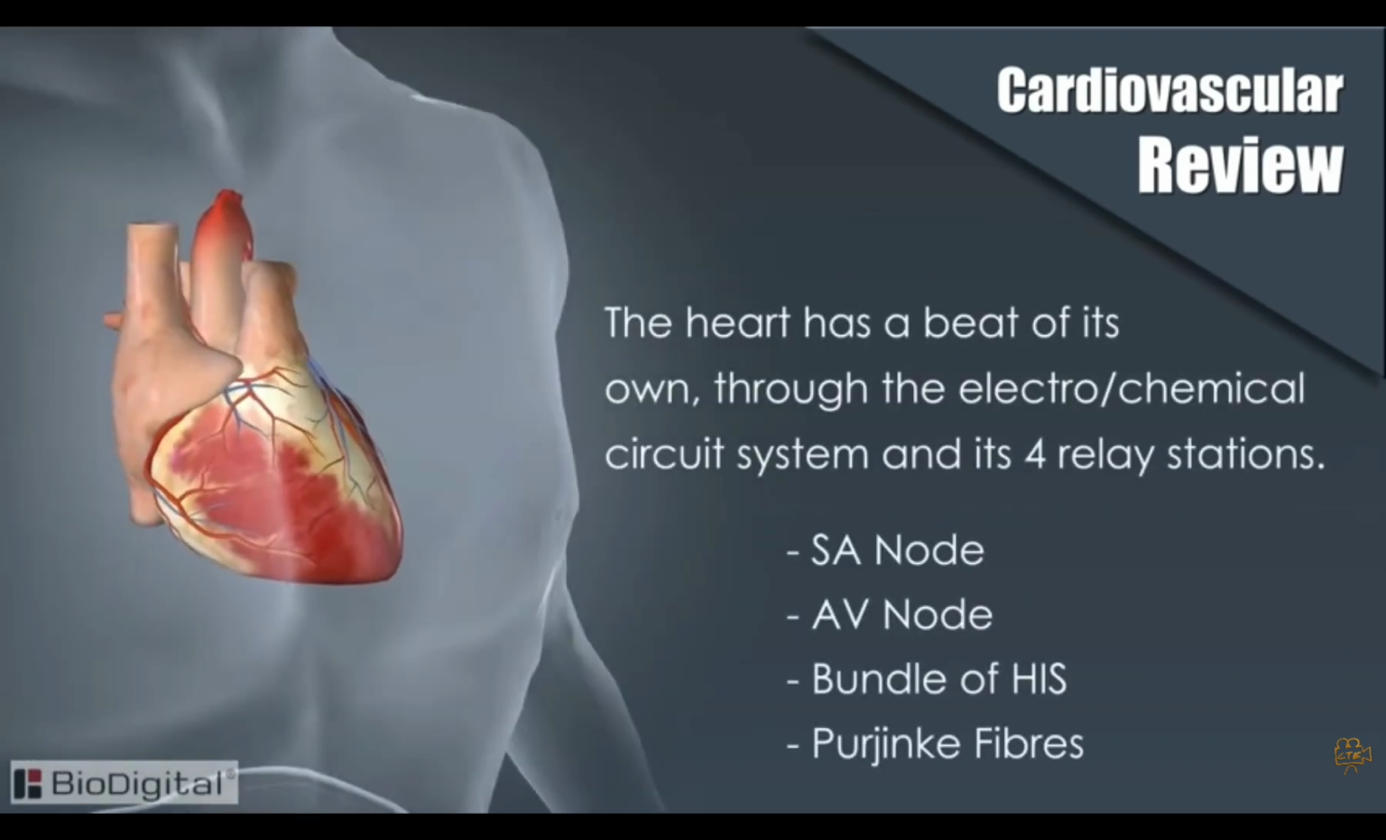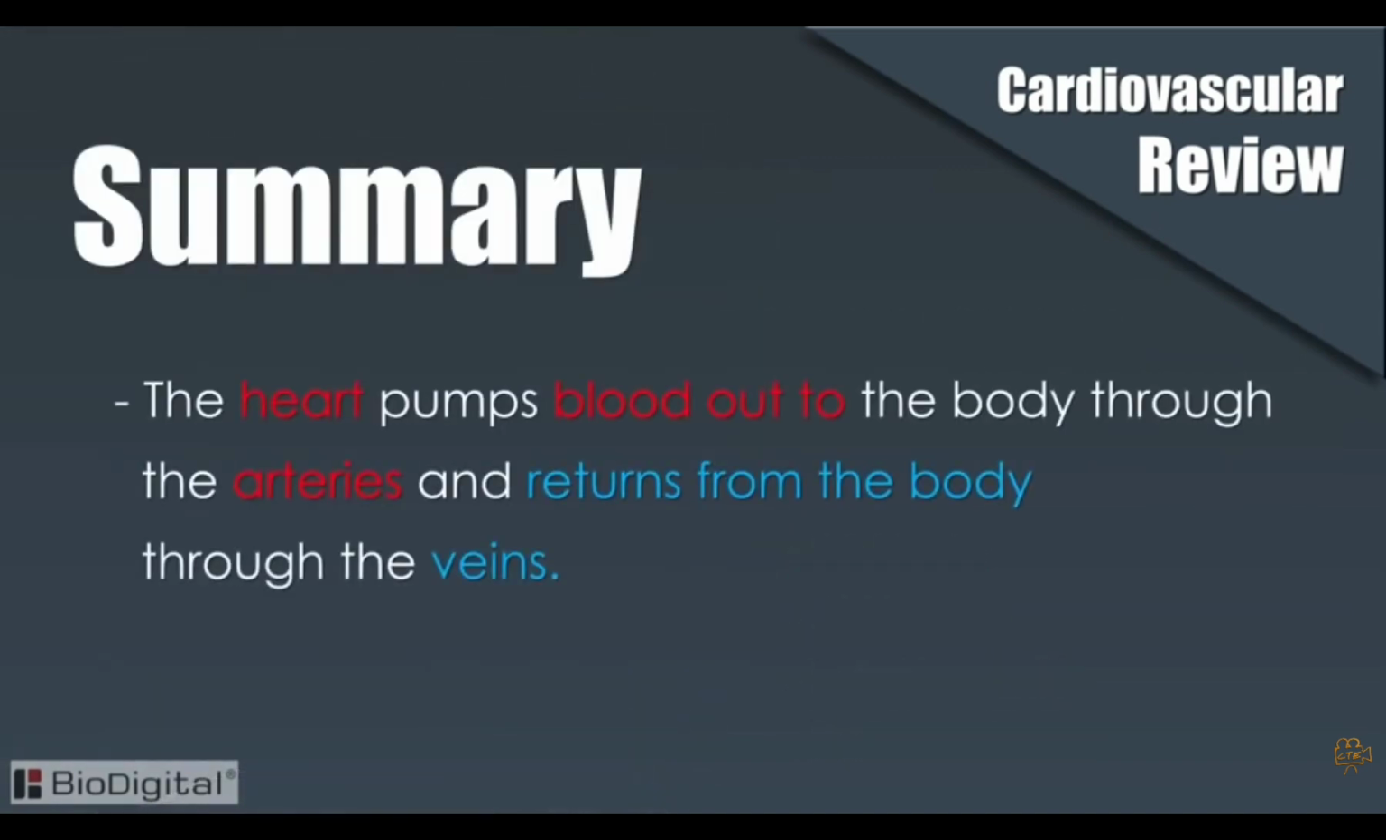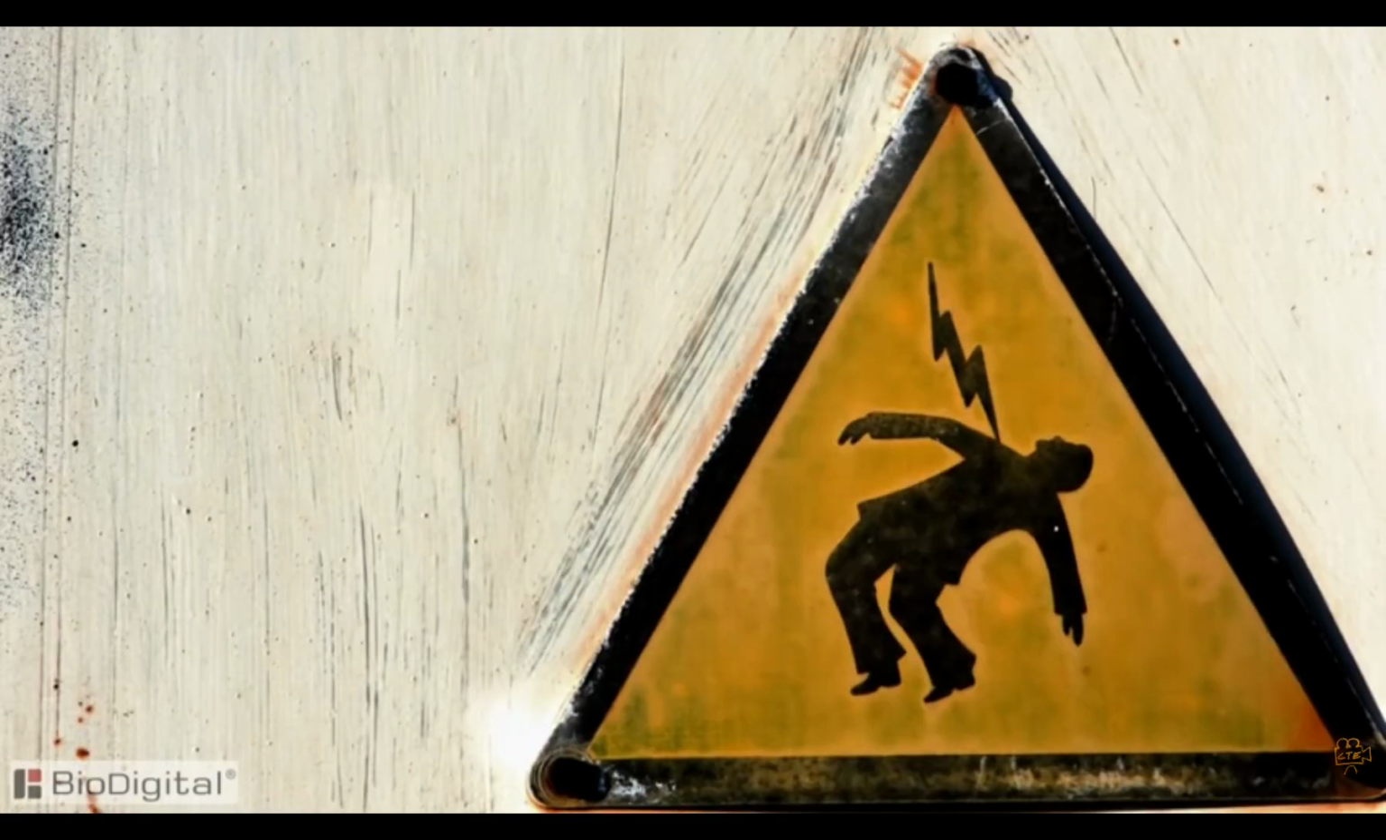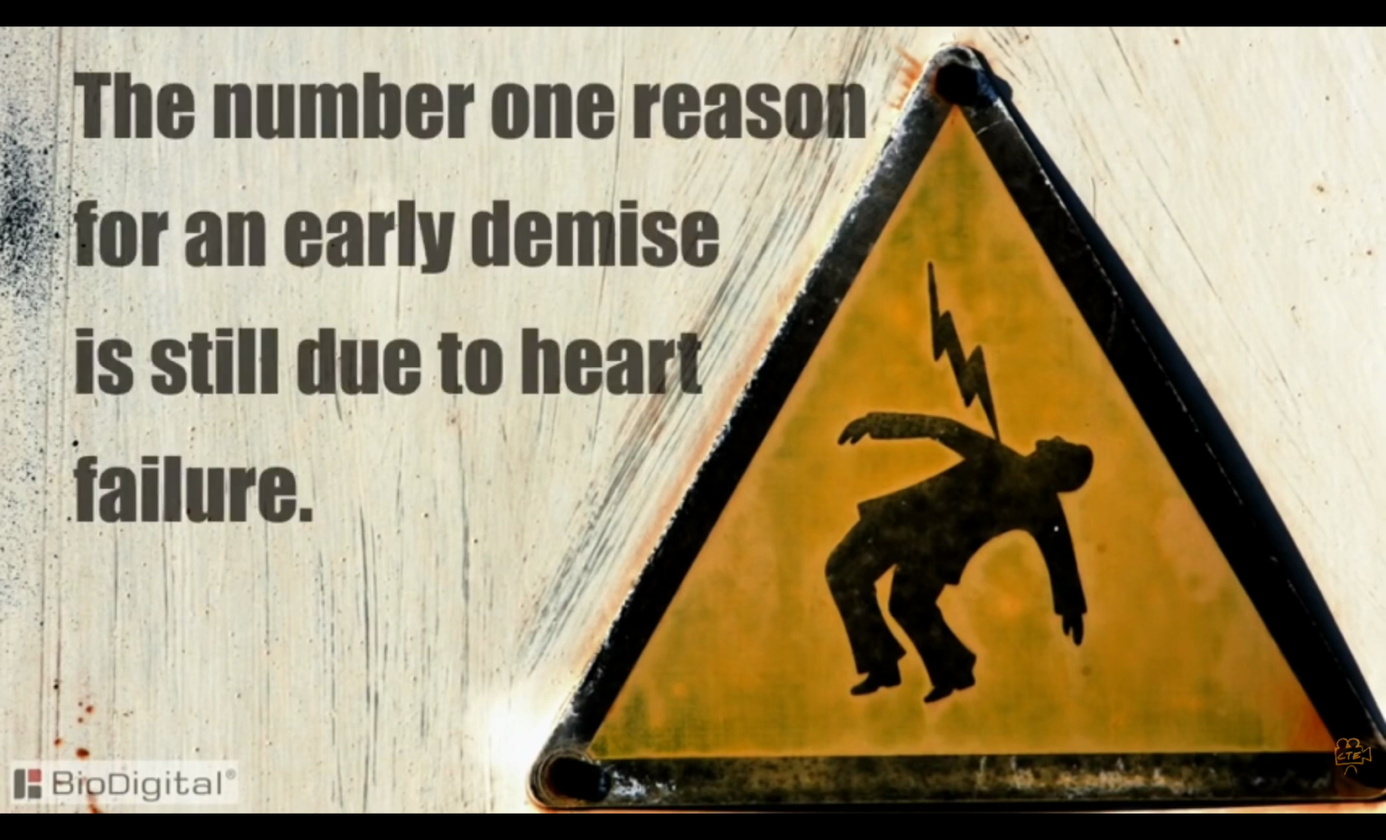And remember that the heart has a beat of its own through the electrochemical circuit system and its 4 relay stations. To sum it all up, the heart pumps blood to the body through the arteries and returns from the body to the heart through the veins. Unfortunately, the heart is also subject to disease and conditions. In fact, the number 1 reason for an early demise is still due to heart failure. These conditions will be discussed further in future CTE videos.